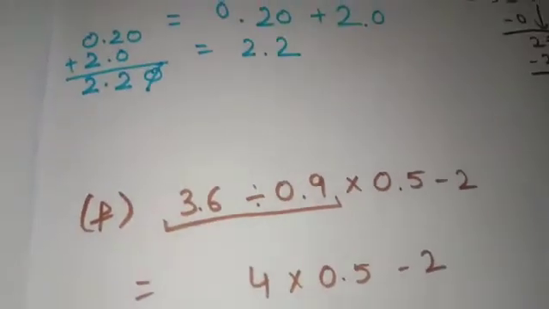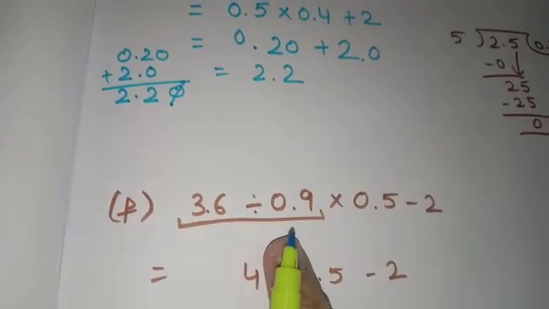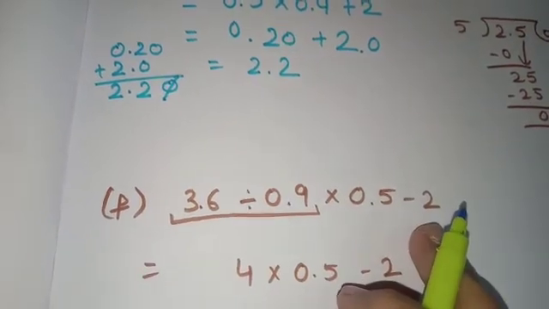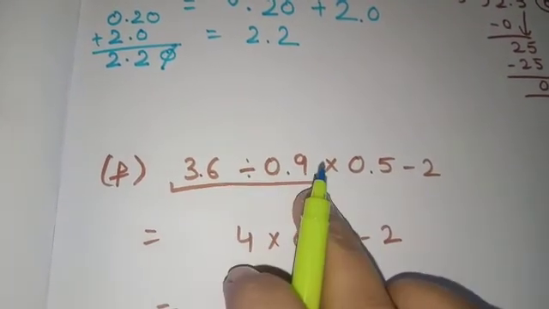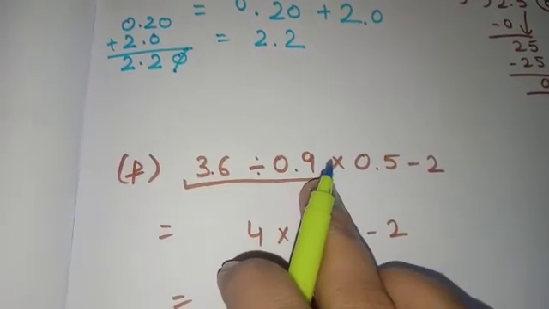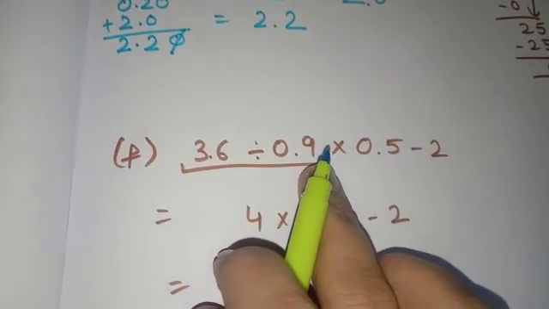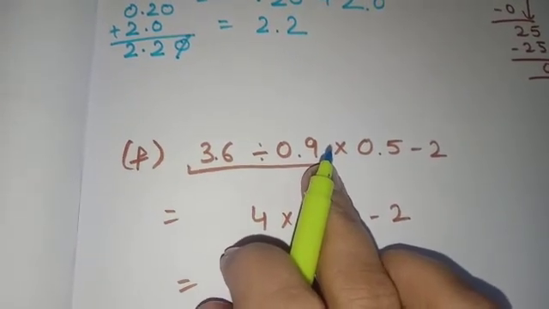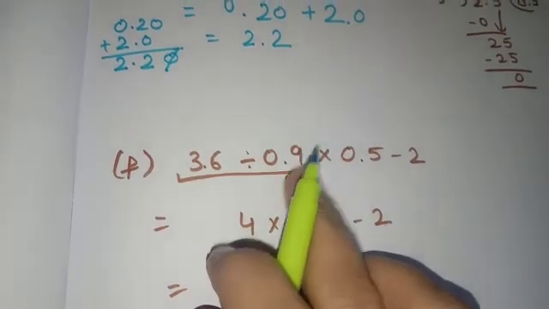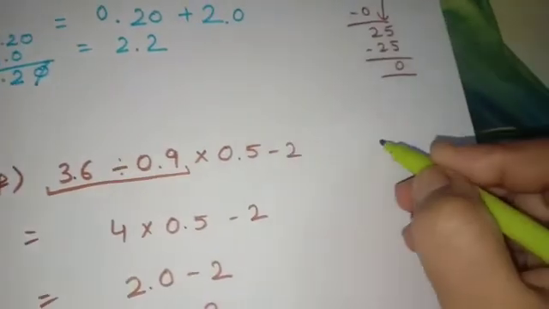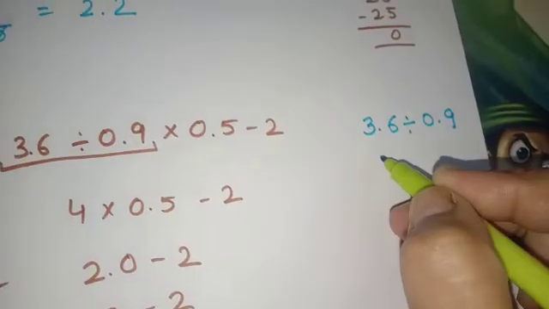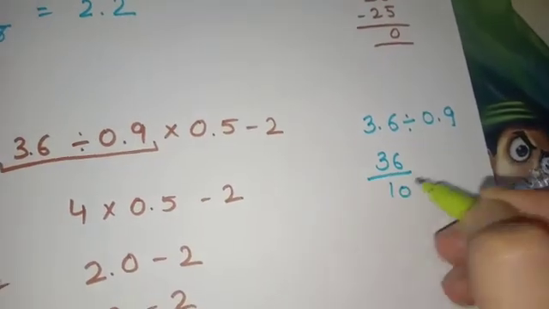Come to the next. Here 3.6 divide 0.9 multiply 0.5 minus 2. Firstly, the division sign will be solved. But when both the numbers are in decimal form, then how to divide? Tell me how to divide? By converting them into fractions. Yes. So we can check it at the side. 3.6 divide 0.9. We can show this step in the question.